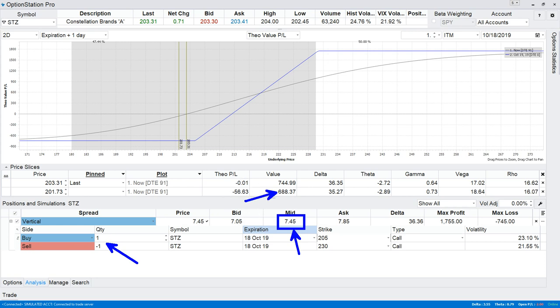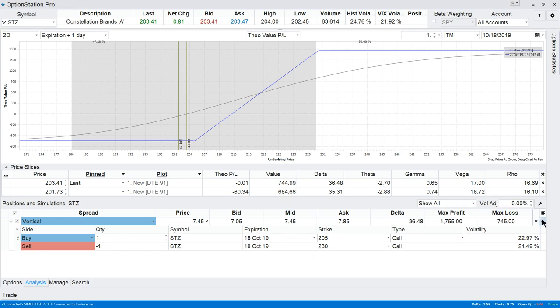Why? Because you don't buy the call now. This is now. You will buy the call once the stock reaches 201.73, and therefore the anticipated value for the bull call spread will be 688. Therefore, the risk will be 688. It's 684 now. So keep that in mind.